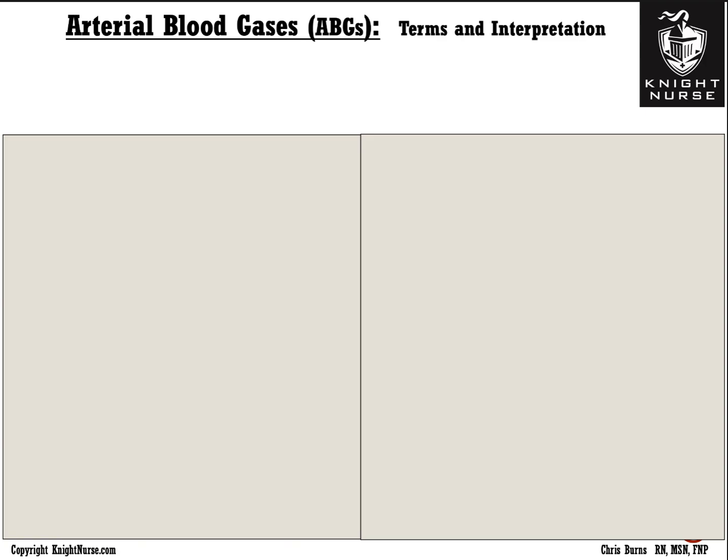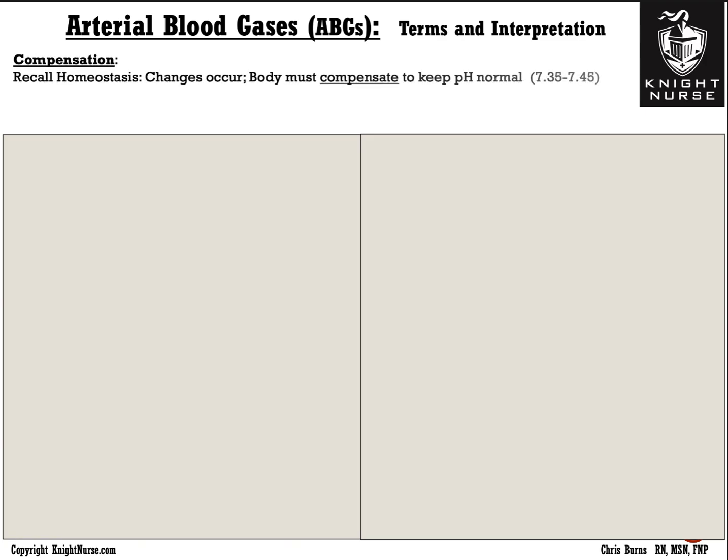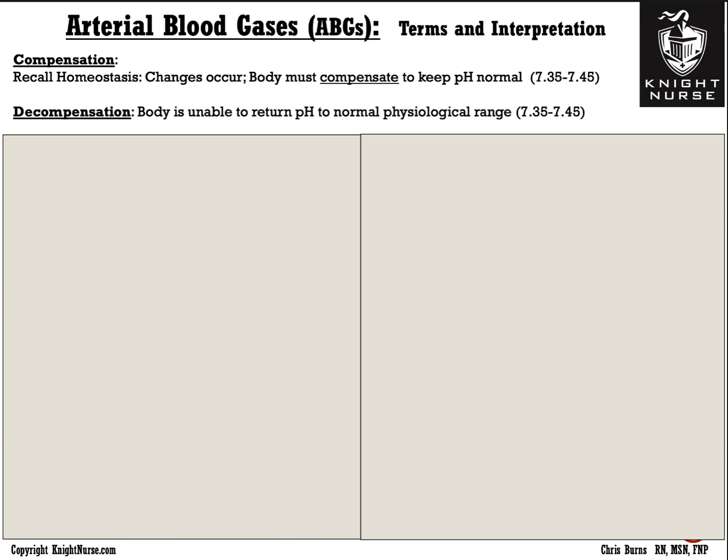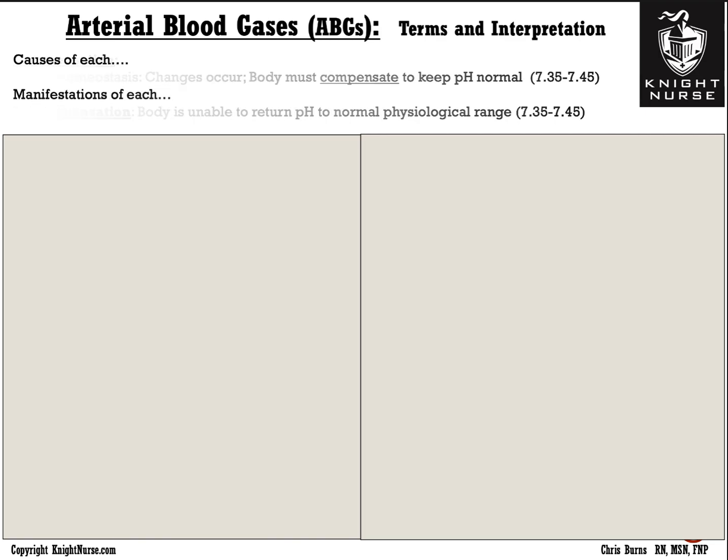So arterial blood gas terms and interpretations. Ooh, sounds scary, right? It's not. Okay, you guys are going to be fine. So compensation, remember, you have to maintain homeostasis. Changes always occur. Your body's always making these acidic byproducts. Changes occur, but the body must compensate and keep that pH between 7.35 and 7.45. If it can't, then that's called decompensation, and we'll start to see abnormal pHs, and we'll start to see blood gases that look kind of funky.